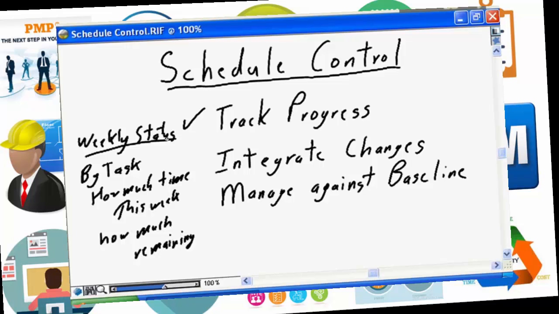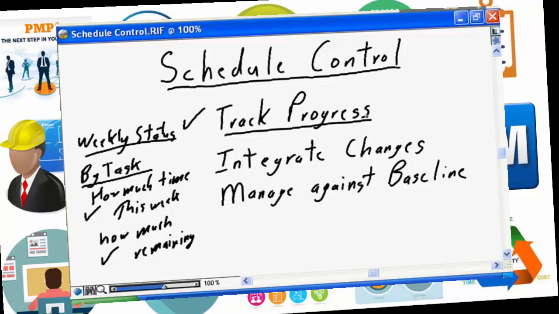You need weekly status from each team member for each task that they're working on that week. You need to know how much time they spent on the task that week, and you need to know how much time is remaining. I've deliberately repeated myself because this is very important. You need weekly status at that level of detail to allow you to effectively monitor and control your project status, and to track the progress on your project.